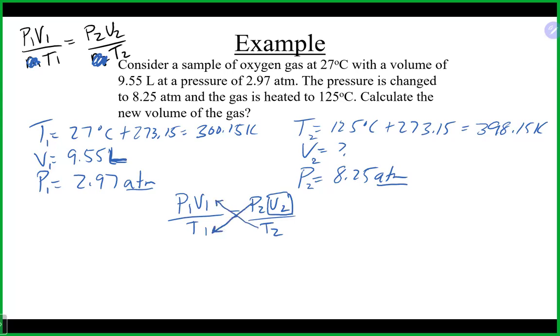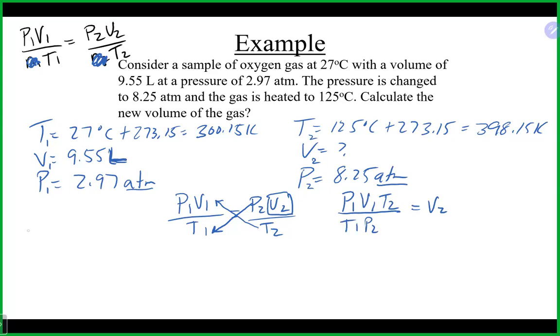And if you do that, you will end up with P1 V1 T2 divided by T1 P2 is equal to V2 in this case. Obviously, whatever we're solving for should always be on top by itself. Otherwise it's on the bottom, and you're doing the inverse of it, so you have to make sure of that.